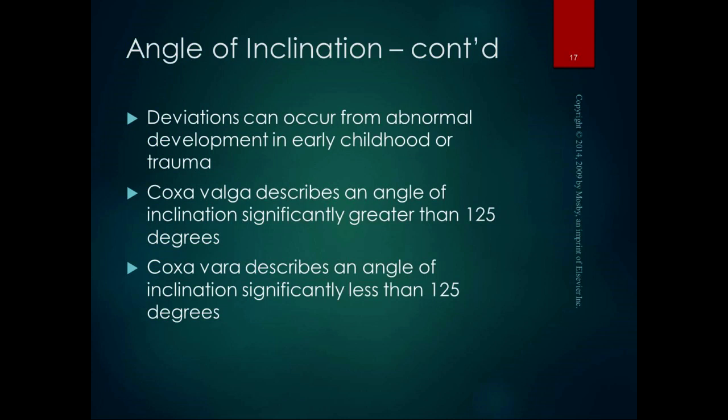Deviations in angle of inclination can occur from abnormal development in early childhood or from trauma. If you have some kind of hip injury and you break the neck of your femur, it can heal differently and you can get deviations. So coxa valga, again, describes an angle of inclination significantly greater than 125 degrees, and that results in the bow-legged position. Coxa vara, an angle of inclination less than 125 degrees, results in the knock-kneed position.